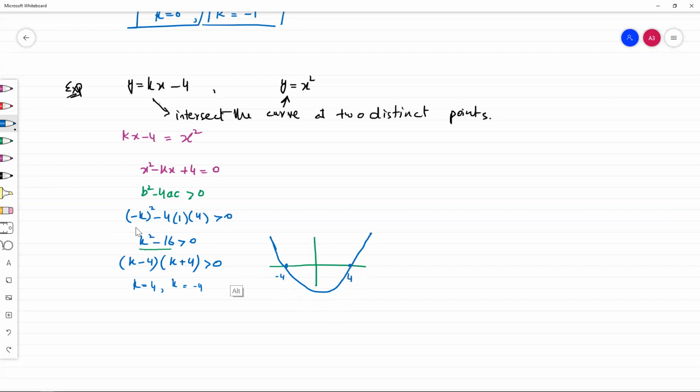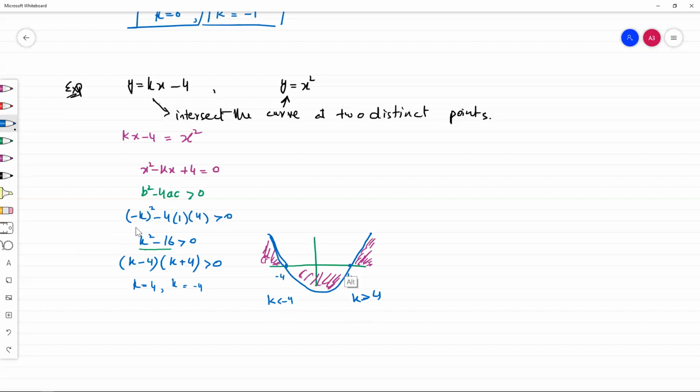Like this. There are three regions: number 1, number 2, and number 3. So the possible solution for this inequality is either region number 2, or regions 1 and 3. Because it is greater than 0, we need the intervals for k greater than 4 and k less than minus 4.